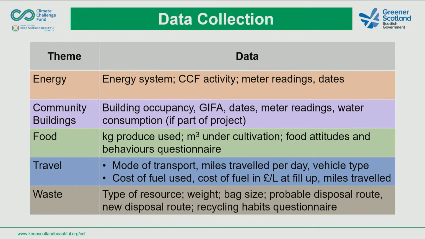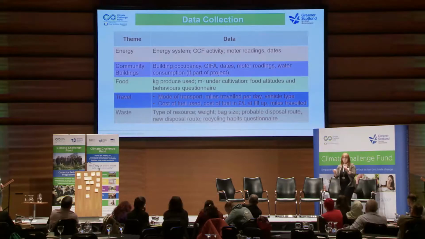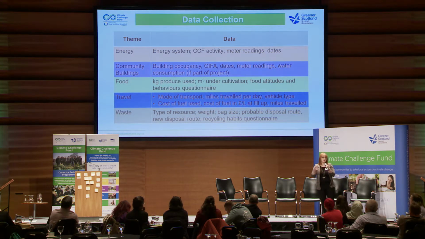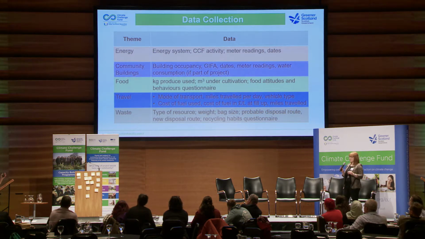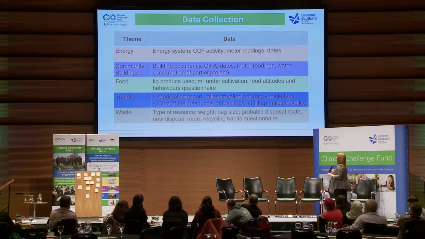Food, you've got your kilograms of produce used. That will calculate the savings there. The metre squared under cultivation is not used to calculate savings, but it helps us to get a more accurate picture of what the yield is for future years. I've just realised, it's actually metre squared. I put it as a subscript, but I never even looked at it. That was metre squared.